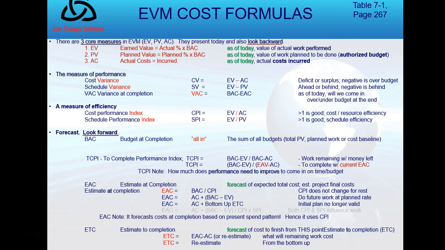Okay? And then finally, estimate to completion. And this is the forecast of the cost to finish from this point forward. It's called estimate to completion. And there are a couple formulas there. The PMBOK guide covers them very well. Page 267, table 7-1, and Rita does also.